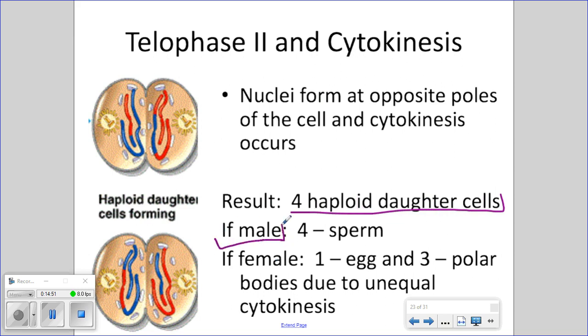if meiosis is occurring in a male, the result is 4 sperm cells. If it's a female, we do not get 4 eggs that are produced. We only get 1 egg. So we get 1 big cell, and then we get 3 smaller little blebs that come off of that as meiosis occurs, which are referred to as polar bodies. So these polar bodies have a very small amount of cytoplasm with the unwanted genetic information, or those unwanted chromosomes. So you get these 3 polar bodies, which result due to unequal cytokinesis.